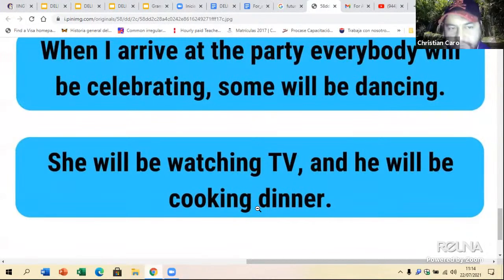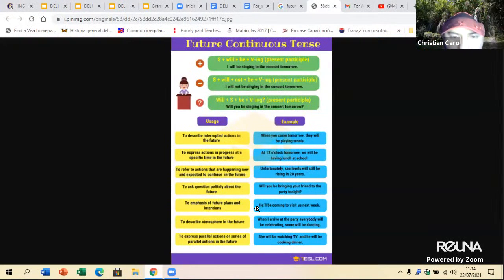¿Ya? Son como distintos usos. ¿Cuáles son los usos? Well, primero ya lo dijimos, ¿cierto? Interrupted actions in the future, actions in progress at a specific time in the future, que como a tal hora va a estar pasando tal cosa. Después, actions that are happening now and expected to continue in the future. Está pasando y va a seguir pasando. To ask questions politely about the future, who will you be bringing? Really polite, really polite. Will you be bringing your friend to the party tonight?